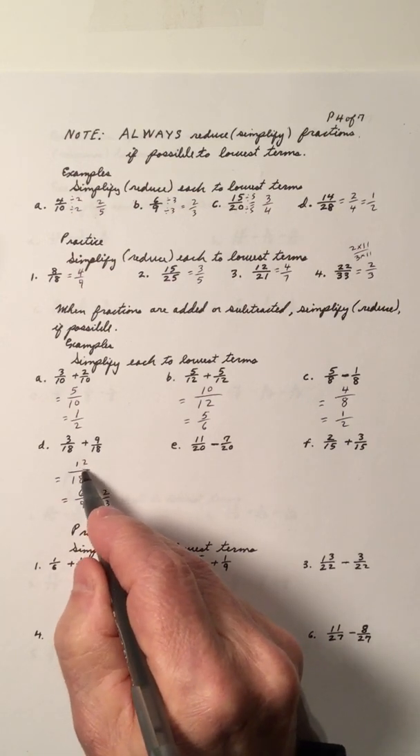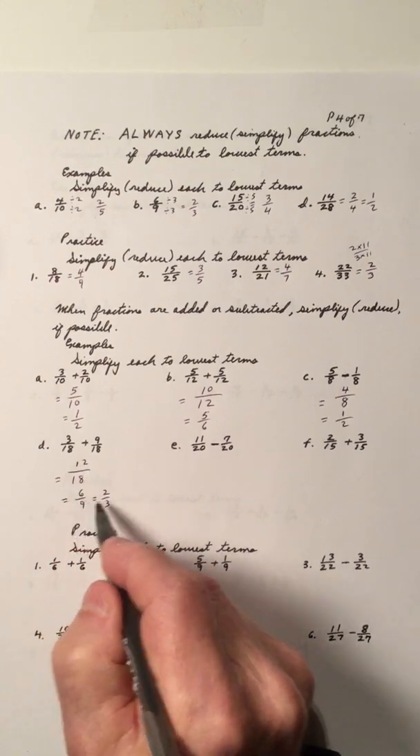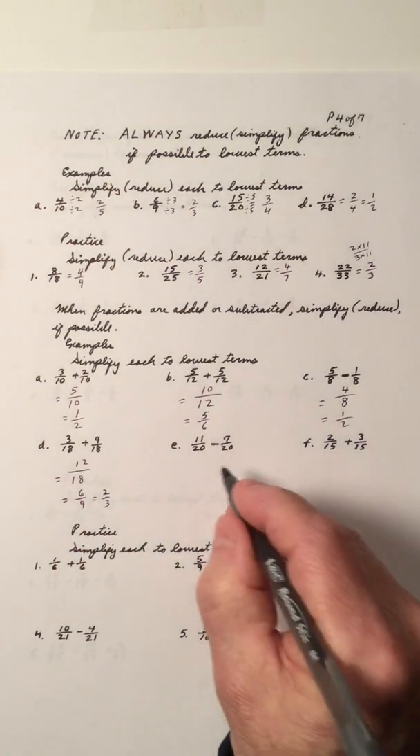But if you don't see the 6, go with the 2 first and then the 3, or the 3 and then the 2. So you just got to do it twice, that's all.